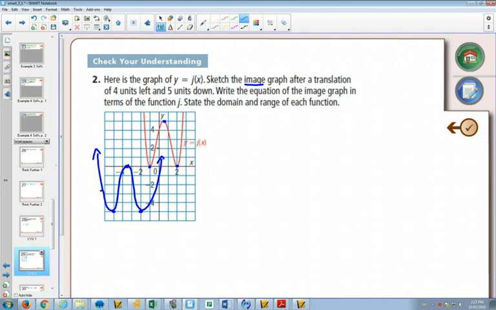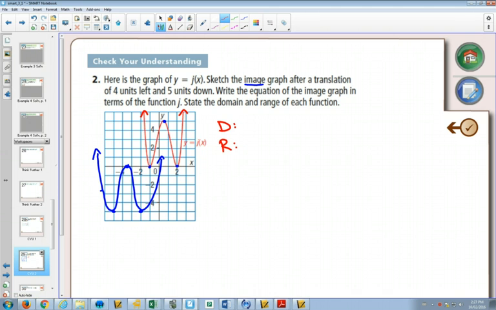Now we're going to write our domain and range of our original one. And again, this graph didn't have arrowheads, but it's supposed to be going up forever. And then we'll do our domain and range of our blue one as well. Finally, we will write the equations in terms of the function j.